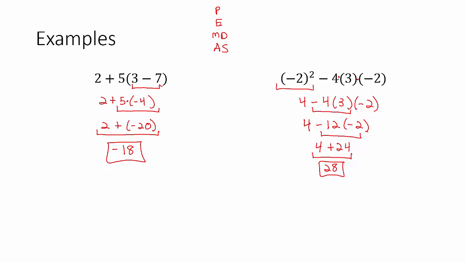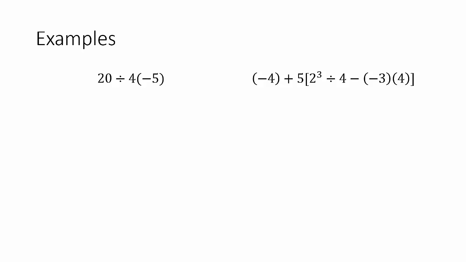Let's try a few more examples. Again, order of operations: parentheses, exponents, multiply and divide, add and subtract. This first example, 20 divided by 4 times negative 5, is one of the most missed problems that I see because people want to multiply 4 times negative 5 first.